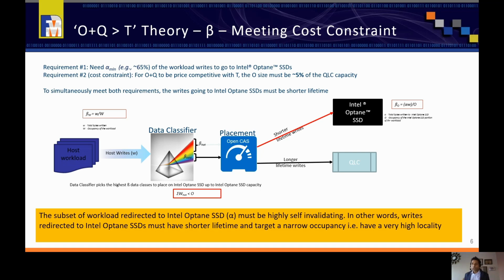For O plus Q to be price competitive with T, the O size must be 5% of the TLC capacity. To meet both requirements simultaneously, the writes going to Optane must be shorter lifetime. That means they must have beta higher than some cutoff.